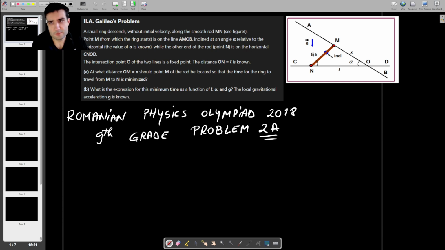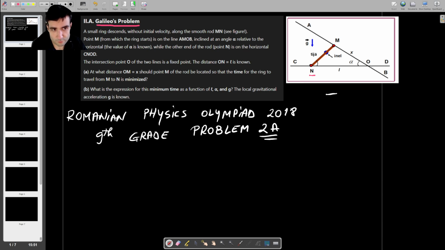This is labeled as Galileo's problem because this was apparently in one of Galileo's books way back in the day. We have that a small ring descends without initial velocity along a smooth rod labeled MN, like in this figure here. Point M, which is where the ring starts from, is on the line AMOB that you can clearly see here, and this line is inclined at an angle alpha relative to the horizontal. And the other point, which is point N, is sitting on the straight horizontal line.